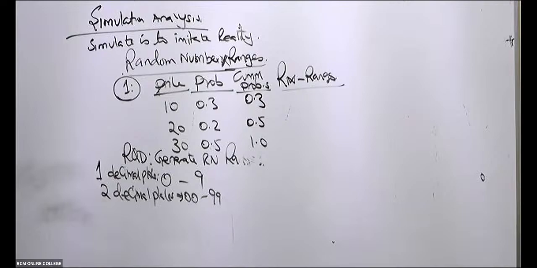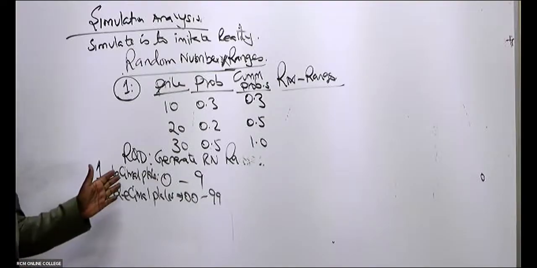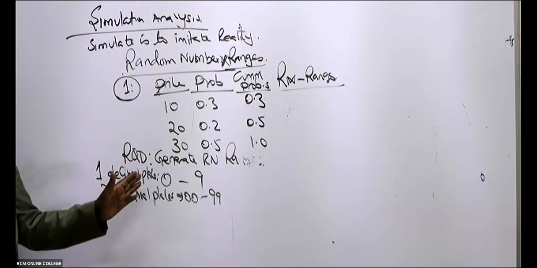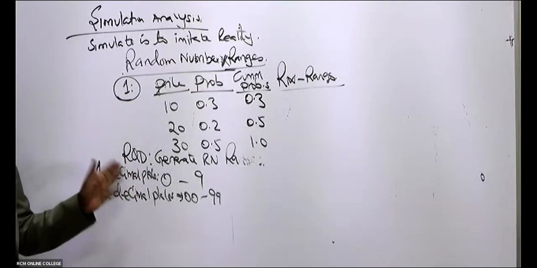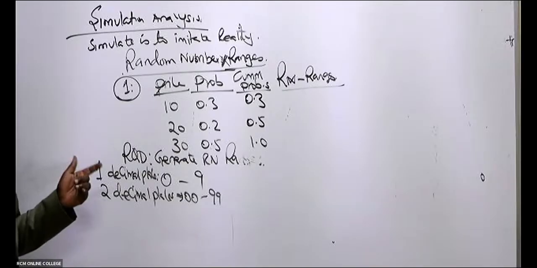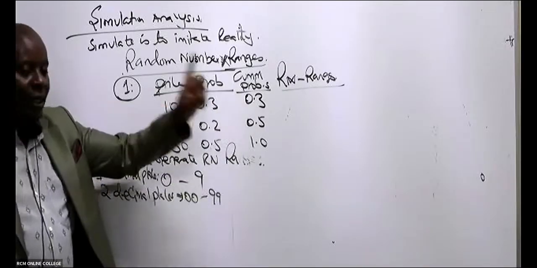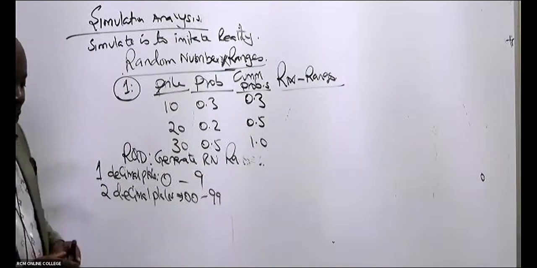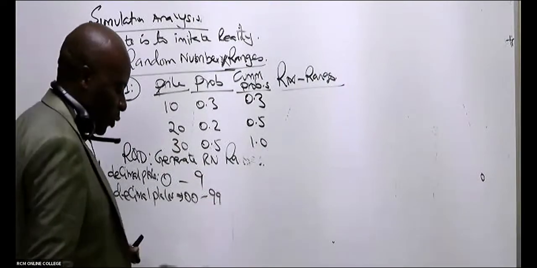So generate random number ranges. The random number ranges we shall be generating depend on the decimal places. When you have only 1 decimal place, this is how the random number ranges will look like, 0 to 9. If there are 2 decimal places, we talk of 00 to 99. These are how many decimal places? 1. So look at what I will do to get my random number range for the first class.